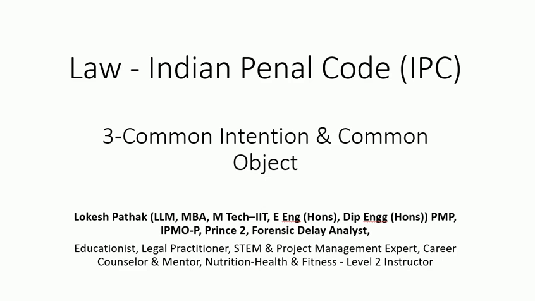Common object is described in various sections in IPC. It starts with Section 141, which talks about unlawful assembly. Then Section 142, which talks about the members of unlawful assembly. Then Section 143, which talks about the punishment for unlawful assembly. The punishment for unlawful assembly in Section 143 is 6 months imprisonment or fine or both. While in Section 144 it says that if the unlawful assembly is joined with weapons, then this punishment can go up to 2 years or fine or both.